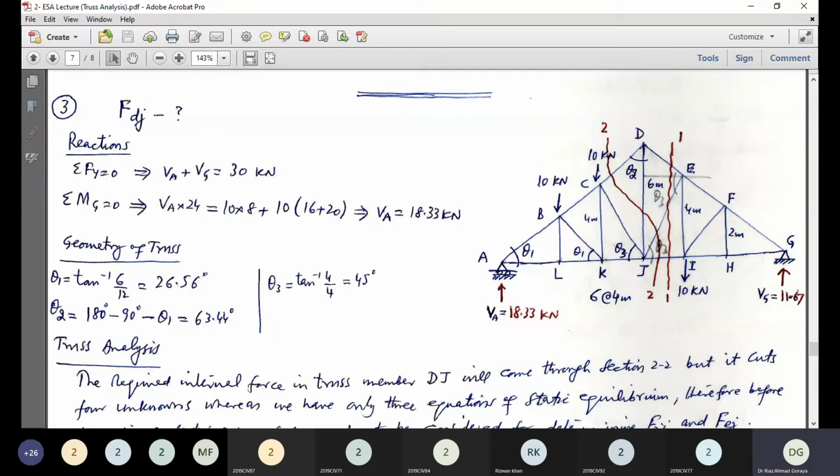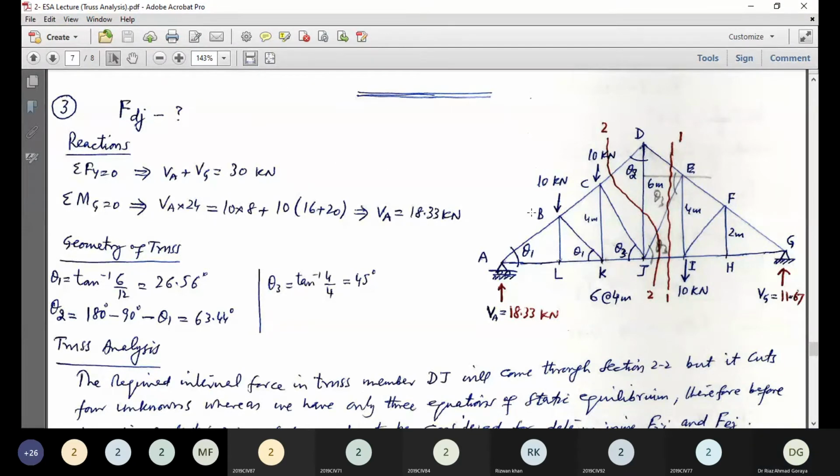अब डायरेक्टली इसमें से सेक्शन पास अगर करें तो it will cut 1, 2, 3 and 4 members. So we cannot directly proceed with the section 2.2. So we have to proceed through section 1. So again, the first step is to determine the reactions, similarly as we have done in the first problem.